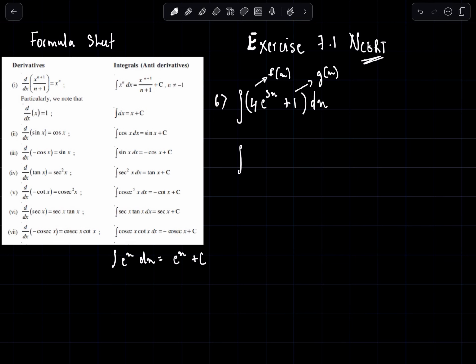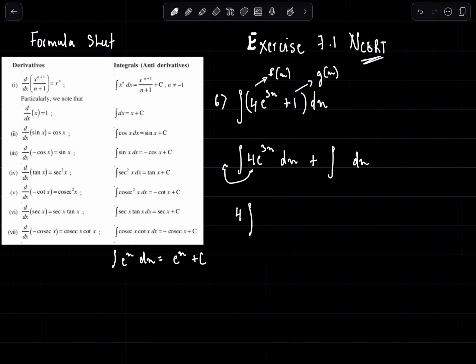So integral of 4e to the power 3x dx, see, I forgot the dx, so be careful, plus integral of 1 times dx is dx. Okay, that's good. Now let's see. Now, how do we integrate for e to the power 3x? That's simple. Now we apply the other property as we talked about. We have a constant here, and we just bring it out.